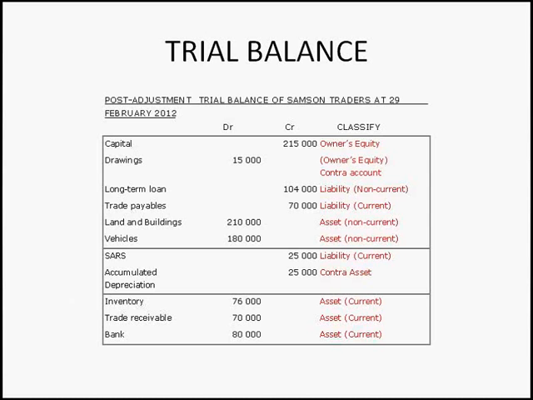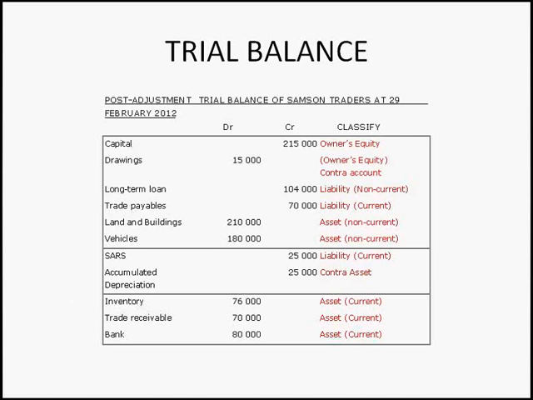Long-term loan is a liability, and specifically it's a non-current liability. It now becomes important to use the sub-classifications because when you draw up the statements, you're not only going to show the items as liabilities, for example, but you're going to further classify them into current and non-current liabilities. Again, if you haven't watched the section on classification of accounts, please do so, because then you can just revise all of these terminologies again.